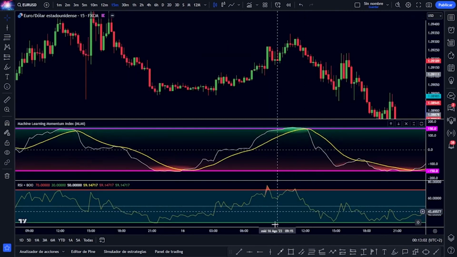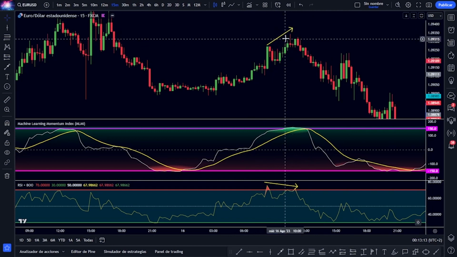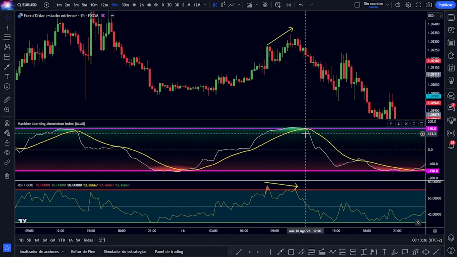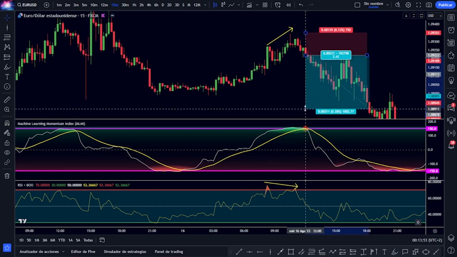areas. For example, in this part of here, we can also take advantage of the information that gives us the RSI, which clearly marks a bearish divergence to confirm that this entry point just when the crossing is given is going to be the right time to make our entry. In this case, in short.